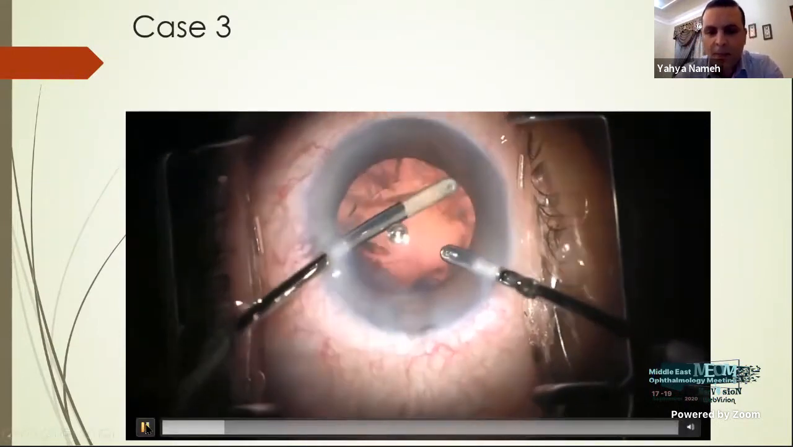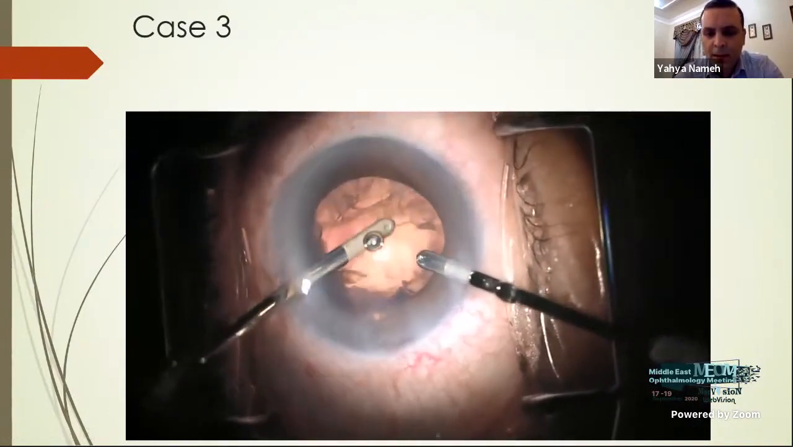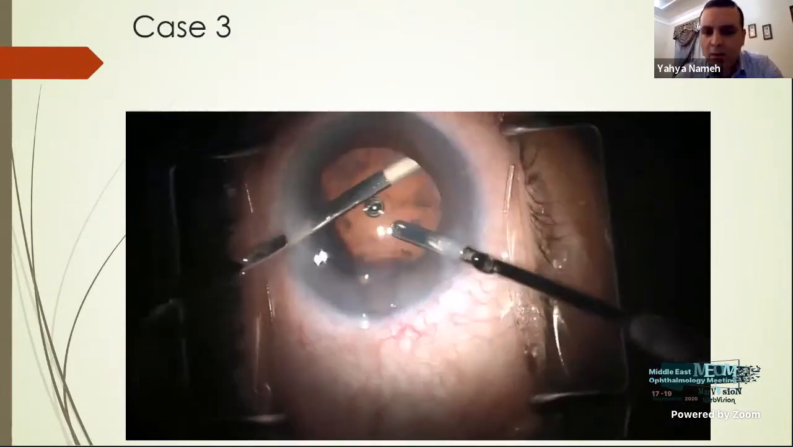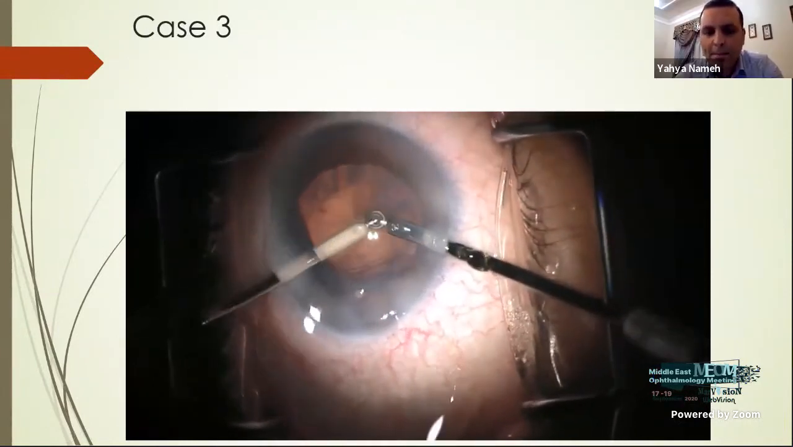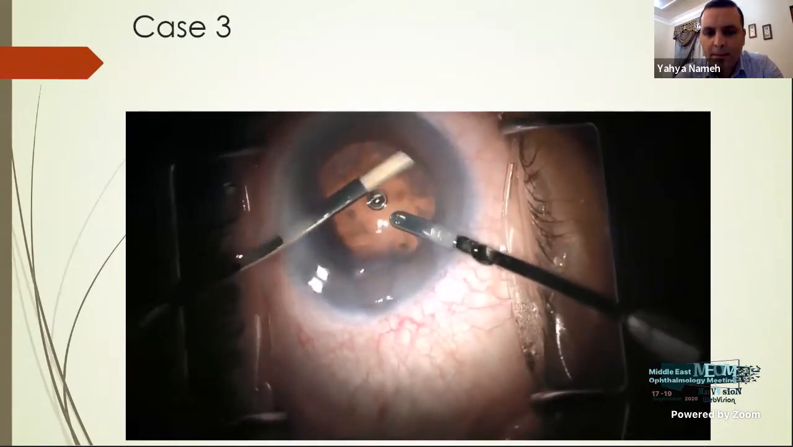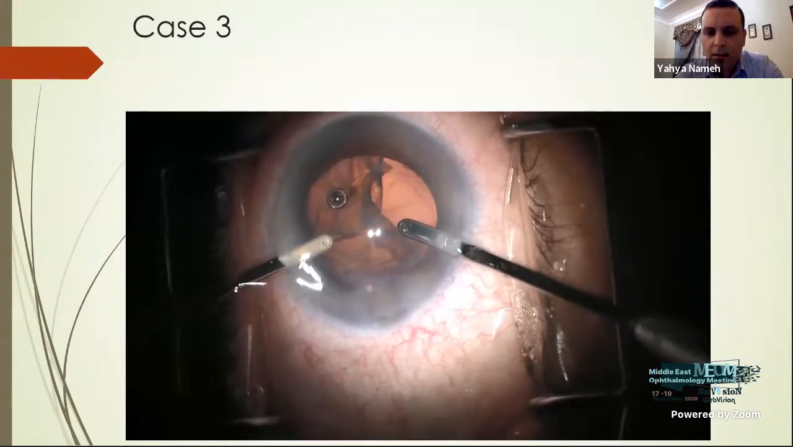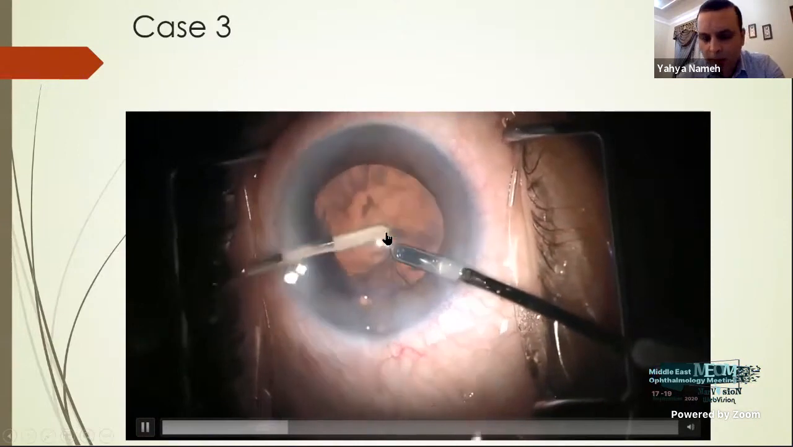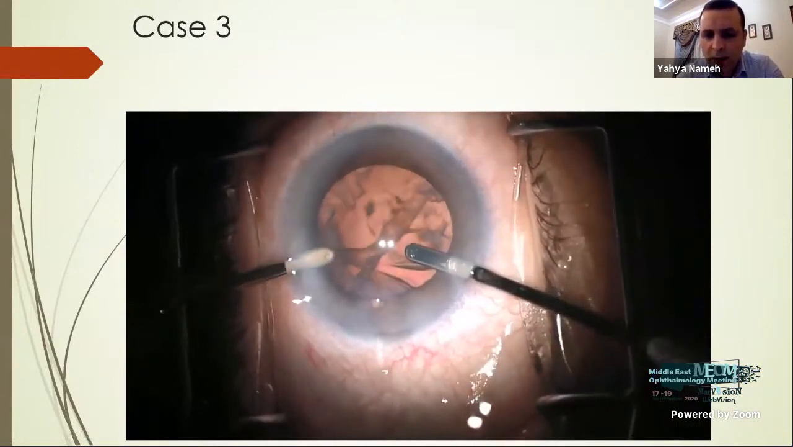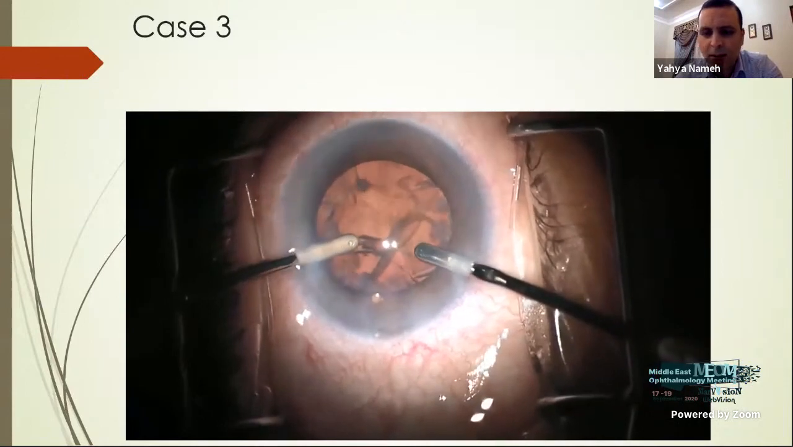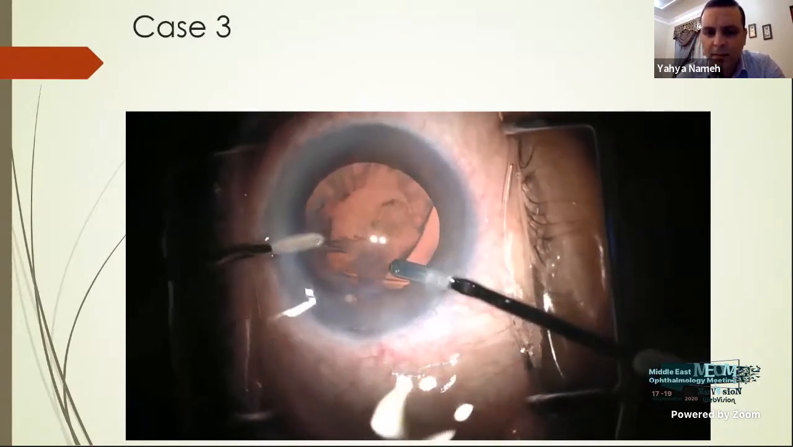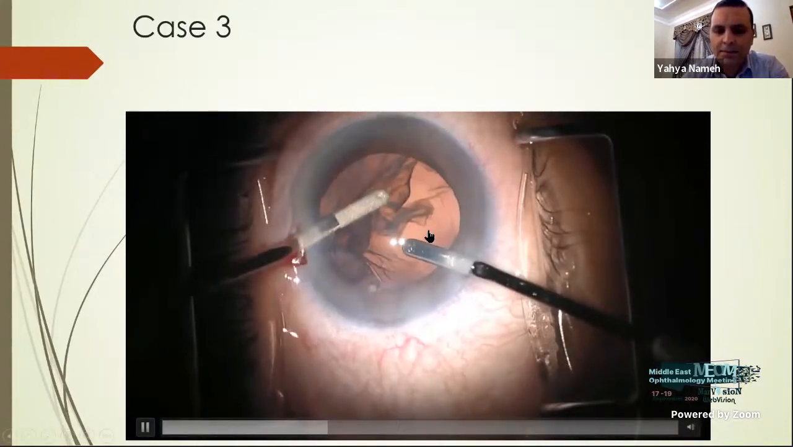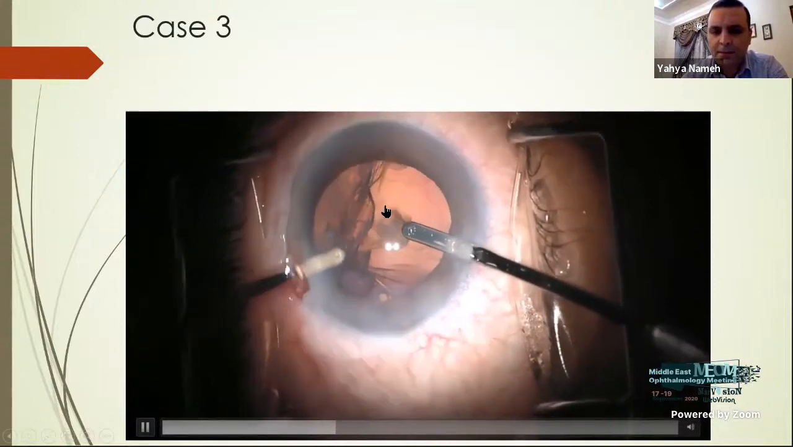Let us see the video. This is the stage of removing the cortical material. I was quite cautious not to perforate or rupture the posterior capsule. You see how much the capsule is redundant here.